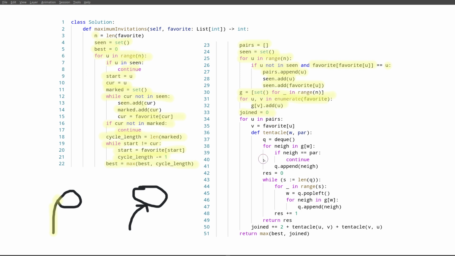Joint will be the sum of all the joint lengths of those pairs plus tentacles, so at every point we'll be adding to joint 2 for our pair plus the tentacle. And to calculate the tentacle, now this is trivial because this is just a simple BFS. So we take our node, we just have to make sure that when we have a pair U V, then we don't investigate V as a start of a tentacle, because that would be illegal. V is already on the other side of the node U. And for BFS, of course, we need a queue, so deque in Python. We go through all the neighbors in this reverse graph, skipping the parent, and adding them to the BFS queue.